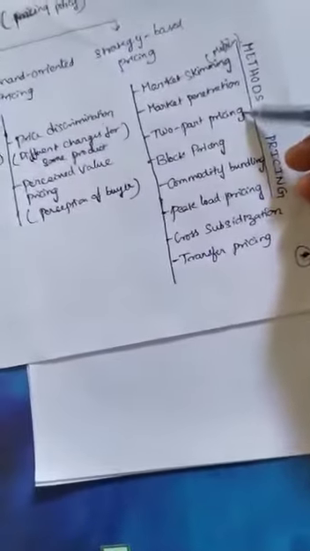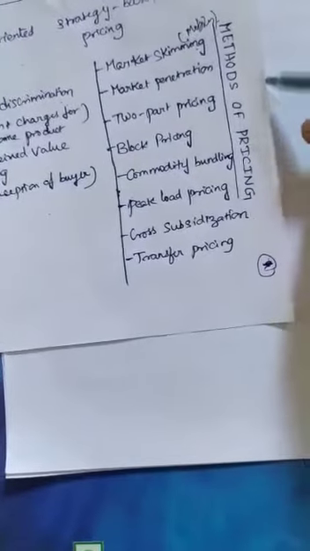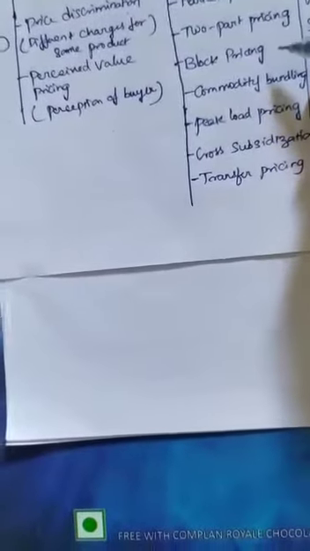Next, two-part pricing. It is a form of pricing in which consumers are charged both an entry fee and a usage fee. The best example is phone recharges. A fixed monthly recharge will be there, and a per minute rate is also charged. This is the best example of the two-part pricing method.